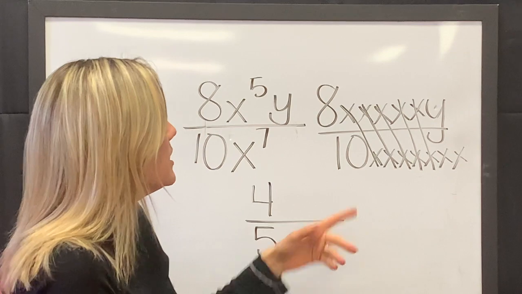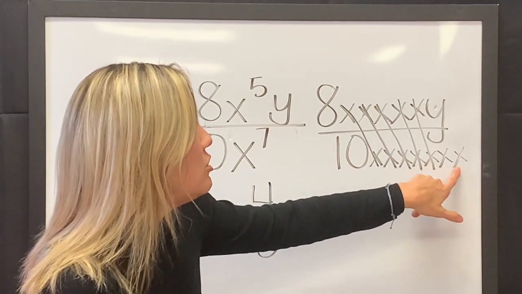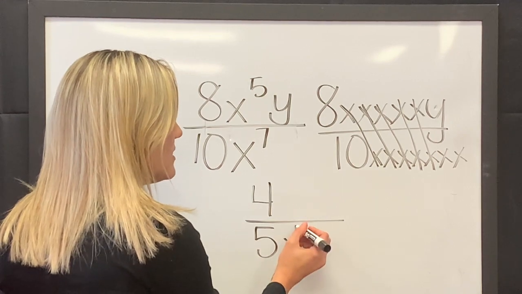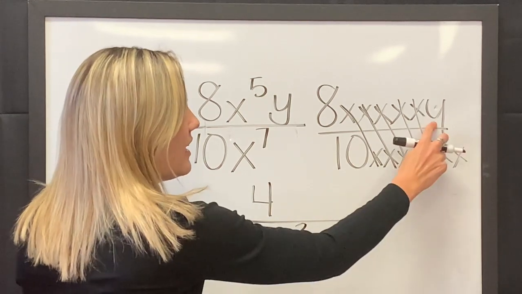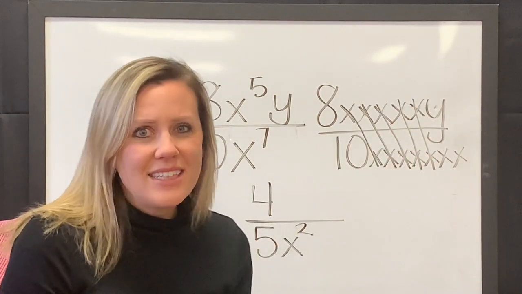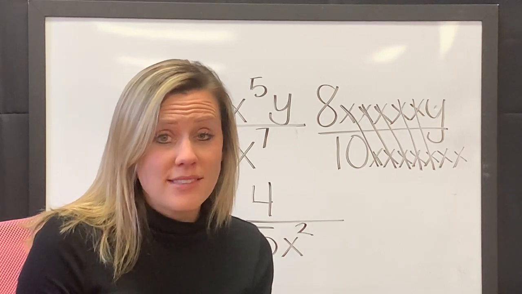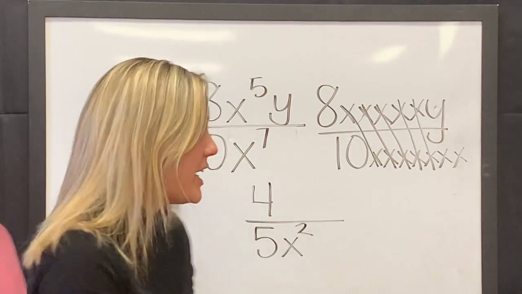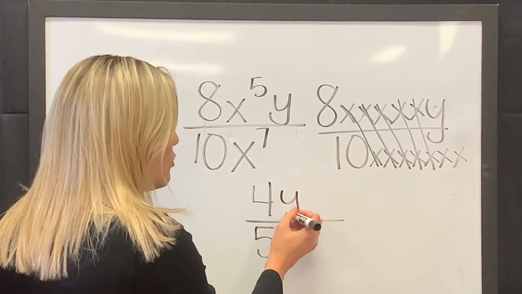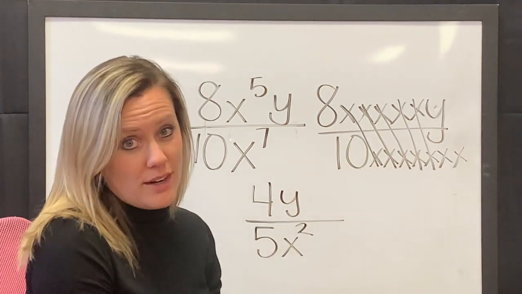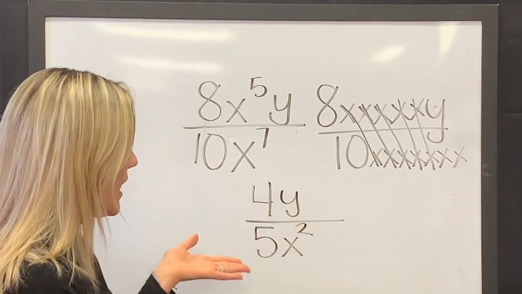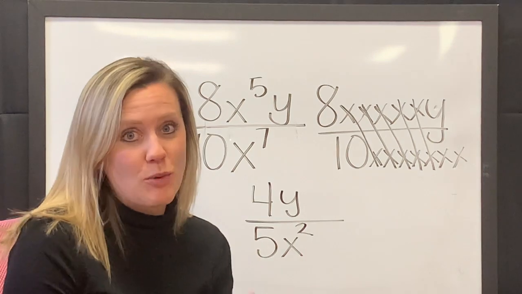Okay? So I just want you to notice that there's 2 x's left in the denominator, so I'm going to go down here and write x squared. And then as you can see, that y did not have any other y's to cancel with. There is just one lonely y up there in the numerator, so I'm just going to stick it right back there and it doesn't go anywhere. So this is the best answer to this problem, 4y over 5x squared.